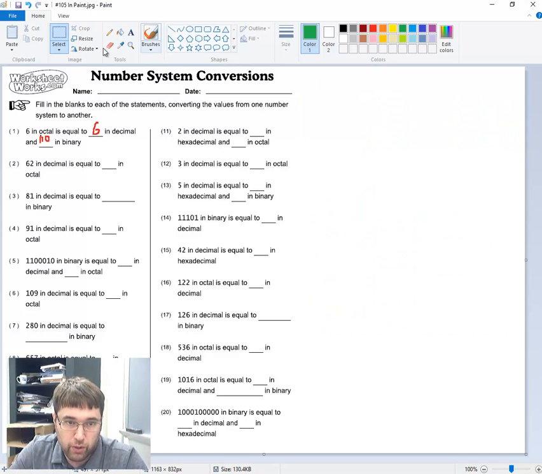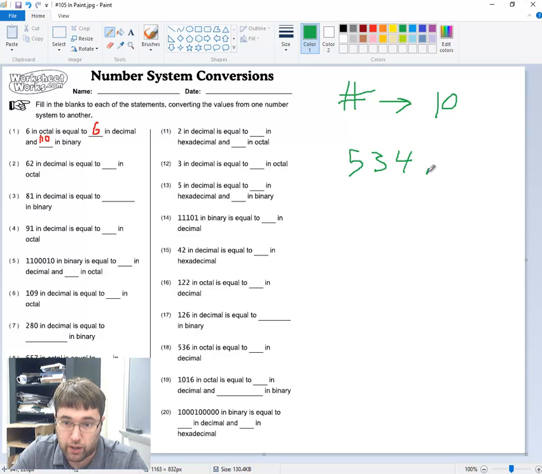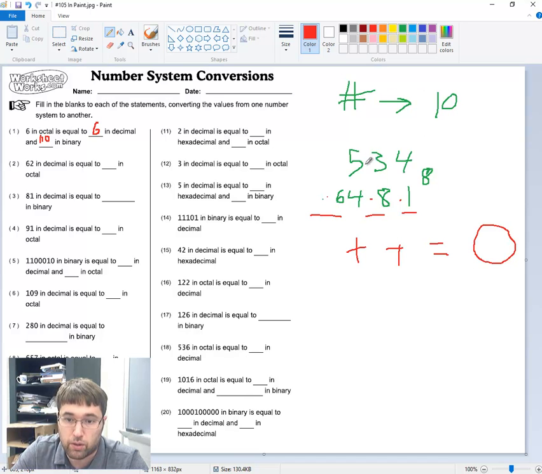Again, the two things that you need to know here are, 1, to go from any number to base 10 decimal, you would take the number, so 534 in base 8, get the value of each place. This would be 1,864. You're going to multiply each one of these and then add, and you get your answer. So again, any base to decimal, multiply, add, answer.